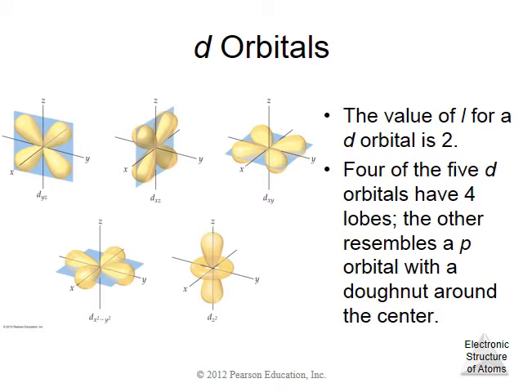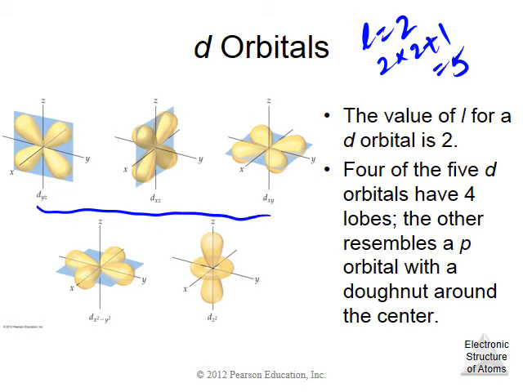Now there are 5 d orbitals because the d subshell has L equals 2. So when you have L equals 2, there should be 5 orbitals: 2 times 2 plus 1. I hope you remember that. So it should have 5 orbitals, and these are those 5 orbitals. Their shapes are different depending upon ml values, and each ml represents 1 orbital.